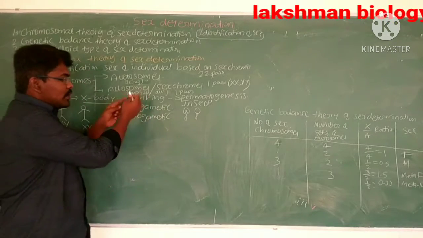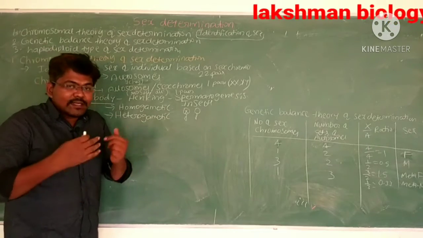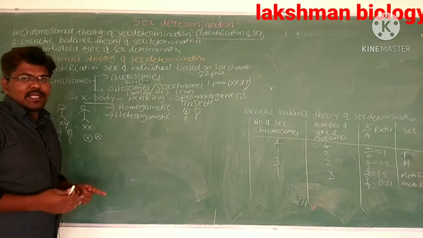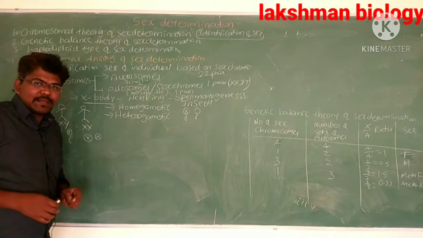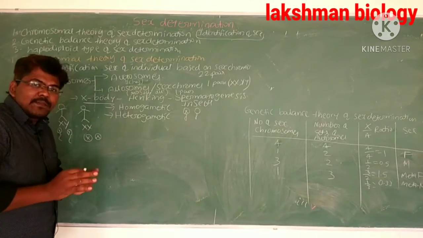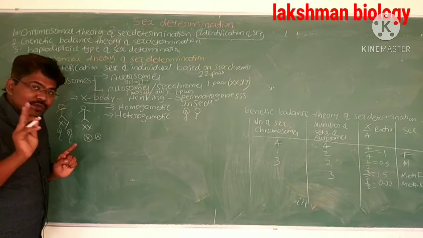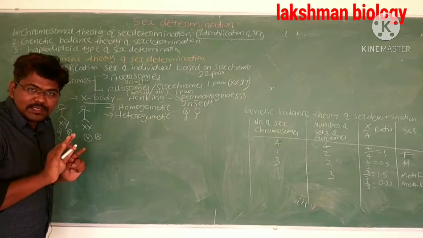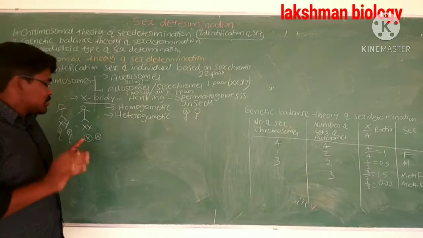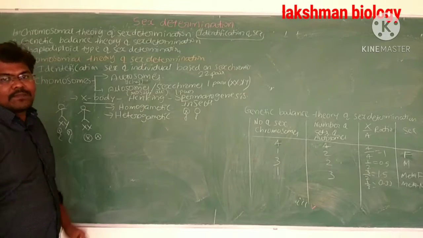What are homogametes? Homo means similar, so homogametes are similar gametes, and heterogametes are dissimilar gametes. The sperms produced by the male are of two different types: 50% contain the X chromosome and 50% contain the Y chromosome. Hence these two different gametes are called heterogametes.